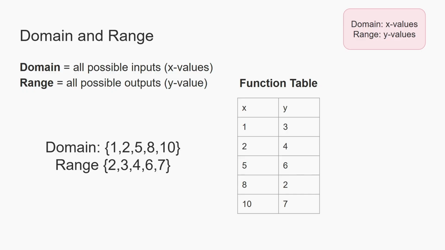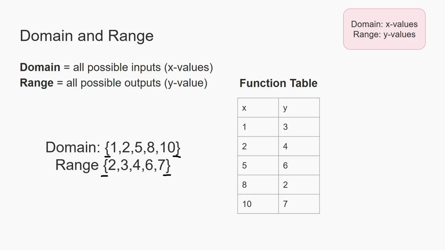As you can see here, domain and range are written in these curly braces. This is called set notation. Set notation means that there will be no repeats in a set, and you write each unique value once. Now, let's go over how to find the domain and range from this table.